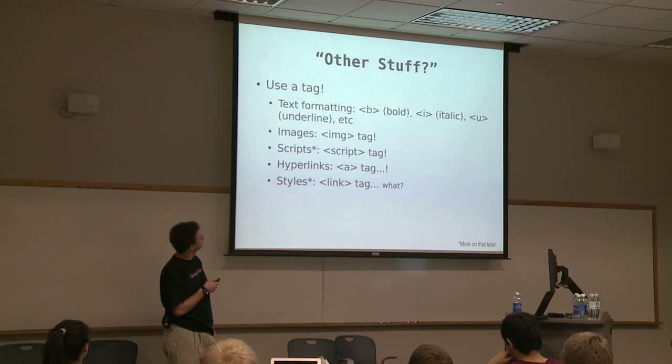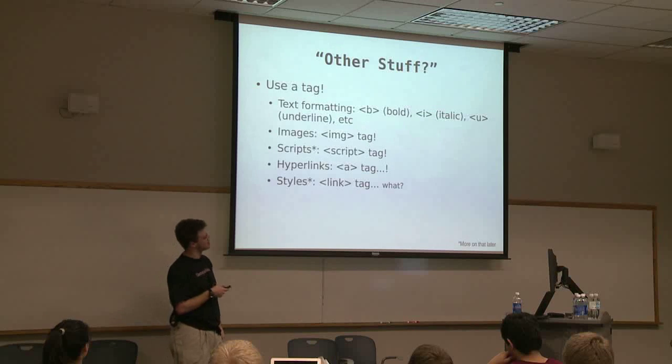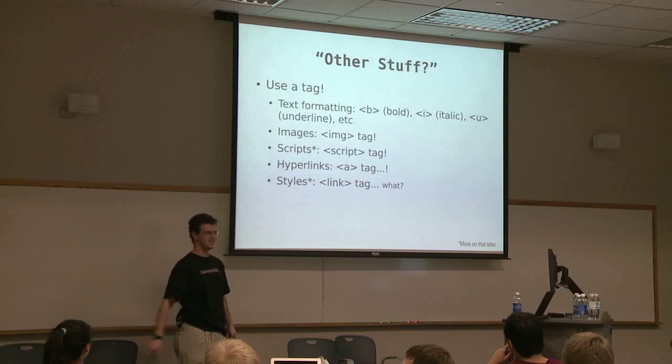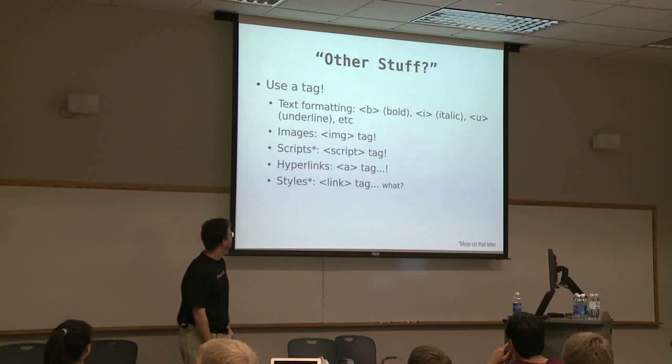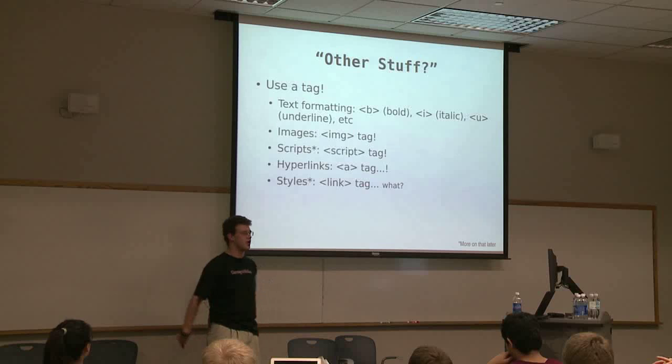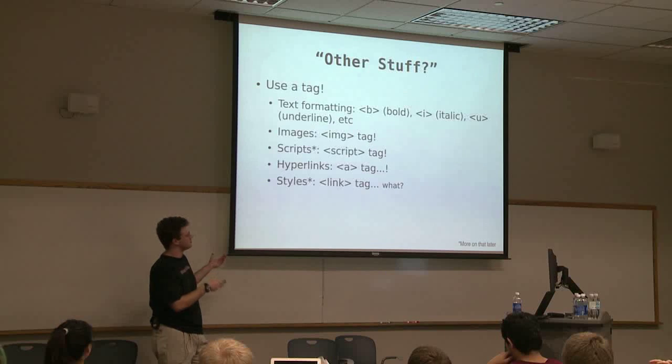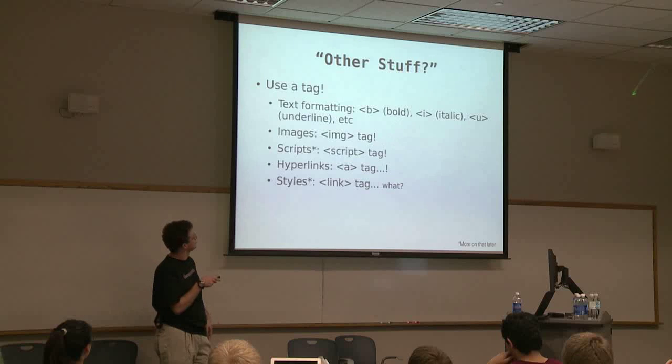Text formatting, these are actually, I was told earlier, out of date. When I learned HTML, this was how you made text bold and italic. Apparently things have changed in the last decade. Oh well. But this is sort of the idea. You still use tags. Now it's EM for emphasis and strong for strong, or maybe it's the other way around, for different text formatting.